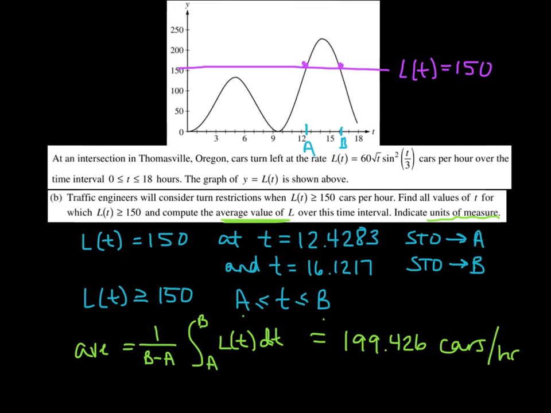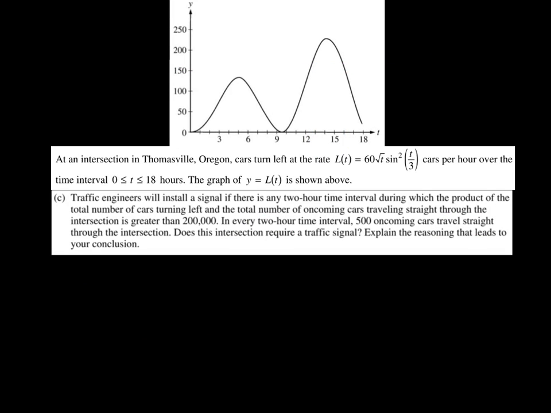Okay, so let's move on to part C. This last question is pretty involved, and it is a 4-point question. There's only a part A, B, and C to this. Part A was 2 points, really straightforward. Part B was worth 3 points, and now the last one is worth 4 points. It says traffic engineers will install a signal if there is any 2-hour time interval during which the product of the total number of cars turning left and the total number of oncoming cars traveling straight through the intersection is greater than 200,000.